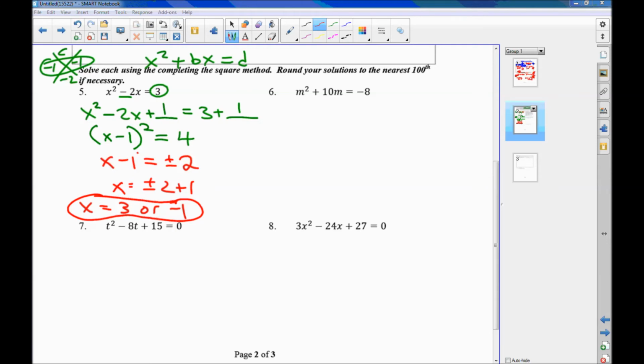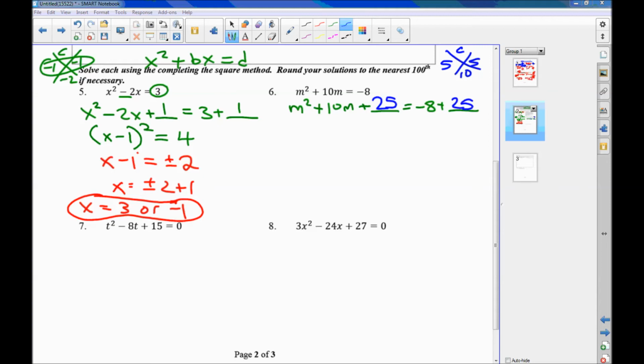All right, and number 6, same thing. This is already in our form. Our a is 1, our b is 10, and the c's been moved over to the other side of the equals. So we're just going to find out what needs to go in the blank so that we could get a perfect square. What is the c value so that the two numbers add up to 10? Well, that means the two numbers are 5 and 5, and 5 times 5 makes 25 for my c value.